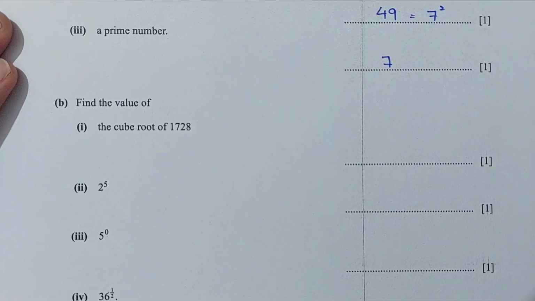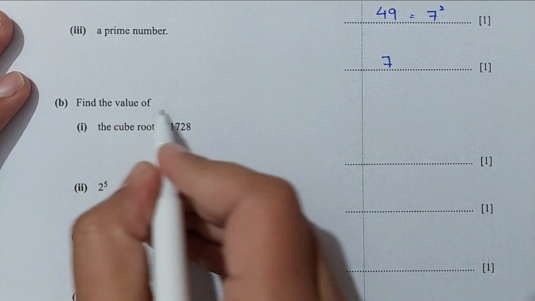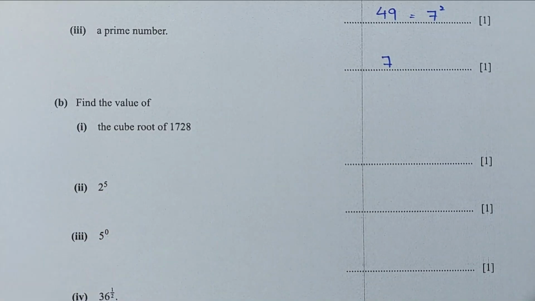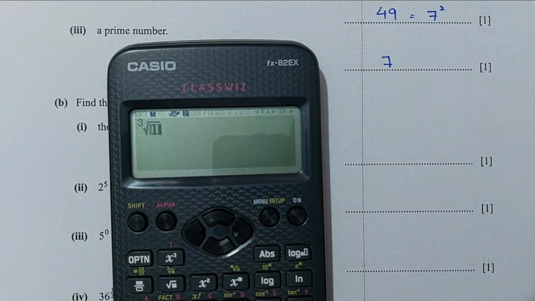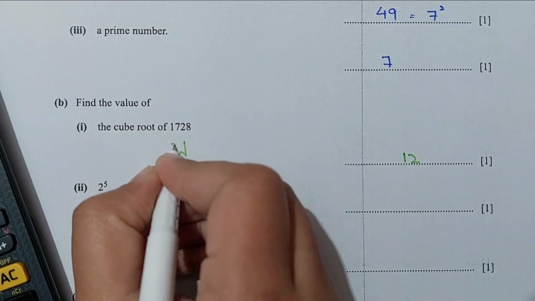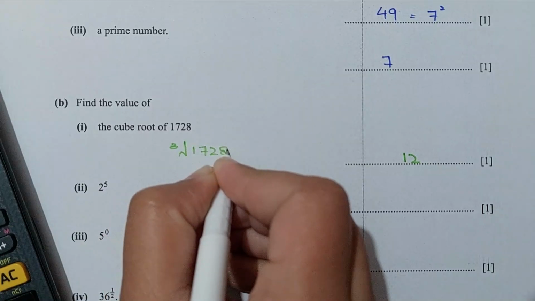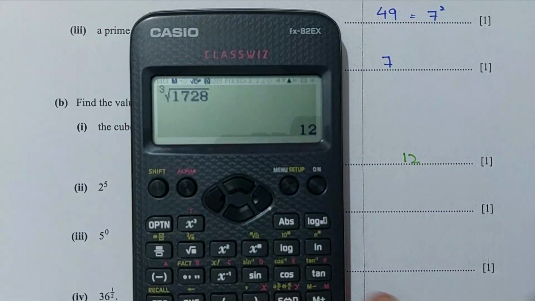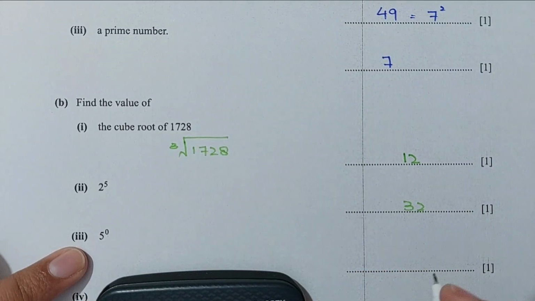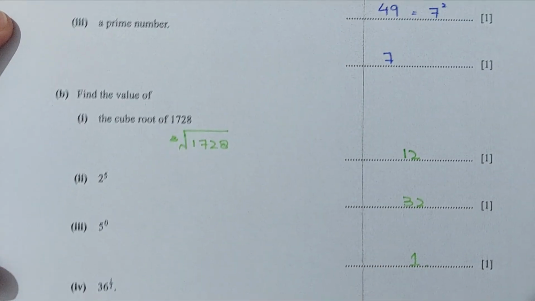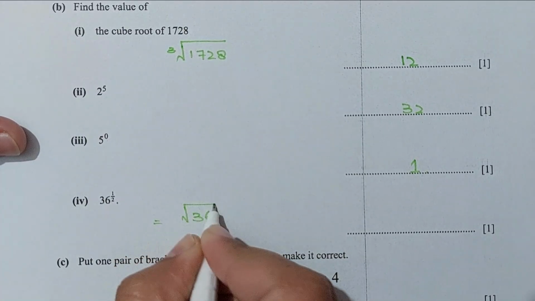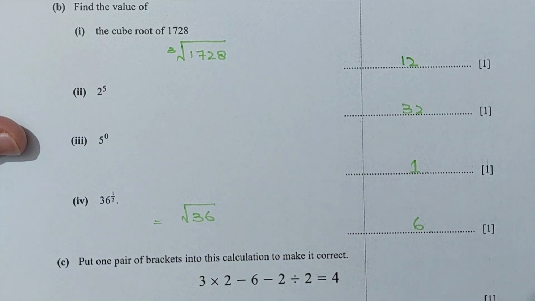Yes. Now for part B, find the value of number 1, the cube root of 1728. The cube root of 1728 is 12. Number 2, 2 to the power 5 is 32. Number 3, 5 to the power 0, anything to the power 0 is 1. Number 4, 36 to the power 1 by 2. Power 1 by 2 is a square root, so the square root of 36 is 6.